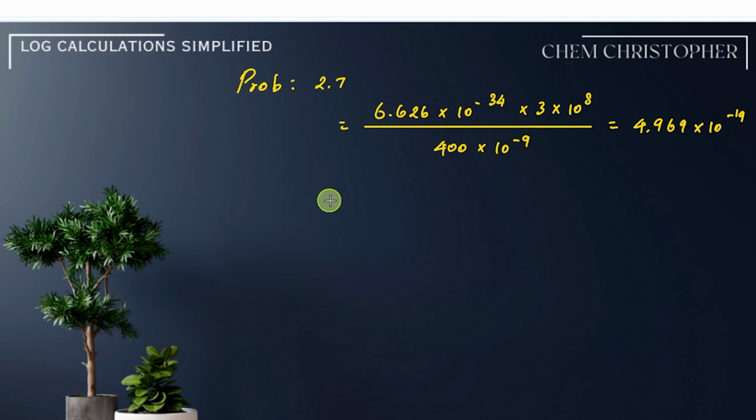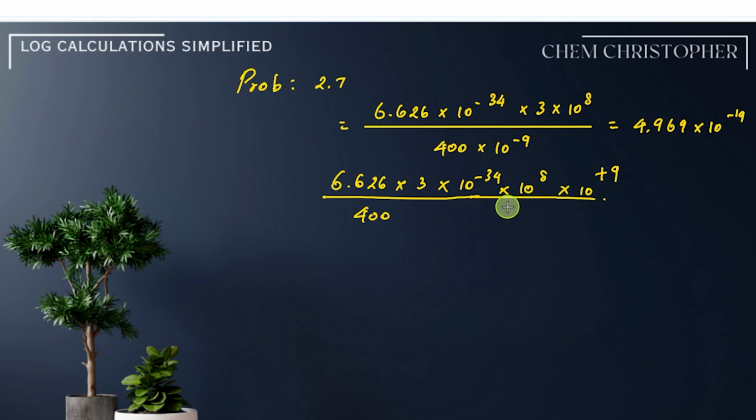So after removing all the 10 powers, what you get is 6.626 into 3 divided by 400. Here in the numerator I have 10 power minus 34 into 10 power 8. In the denominator I have 10 power minus 9. If it is brought to the numerator, the minus sign will become plus sign. We will be getting this one. What I have to do? I have these two numbers, something like A into B divided by C. I'm going to apply the same rule here.